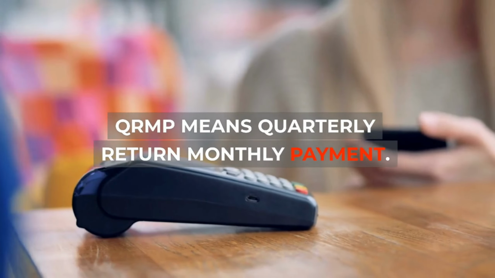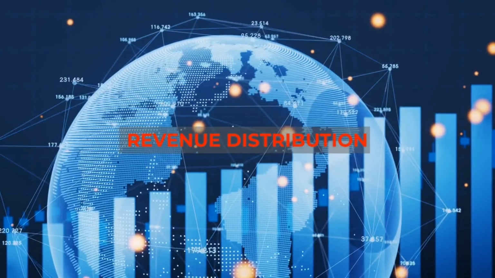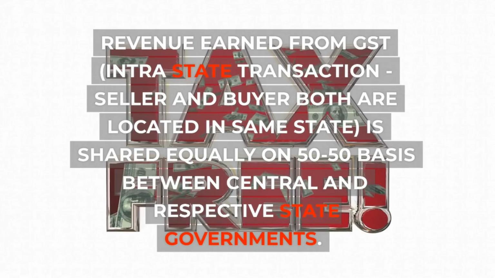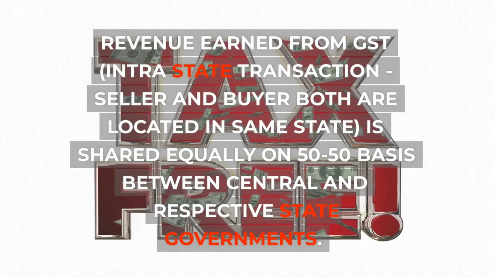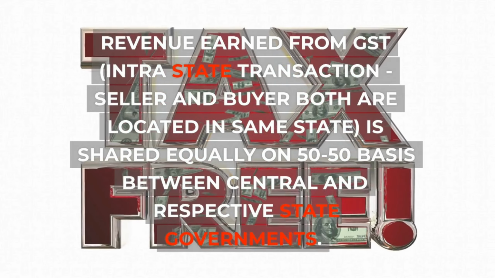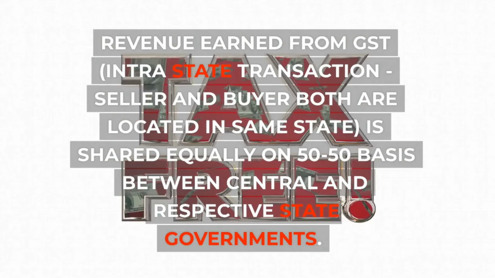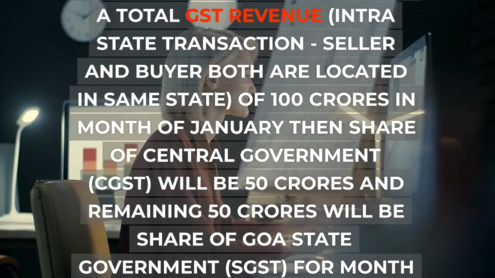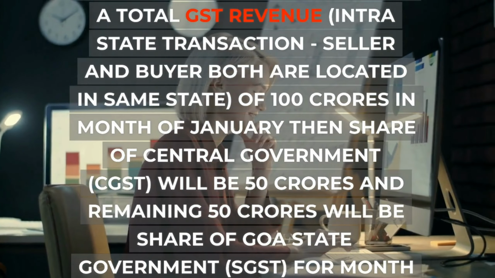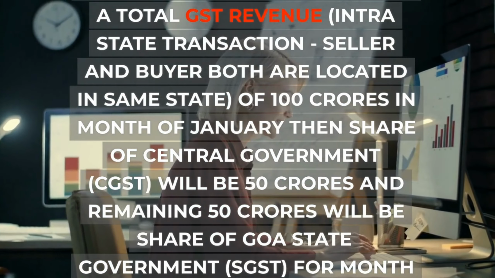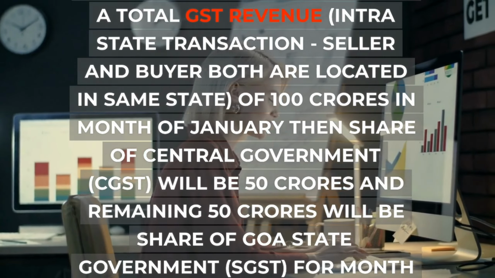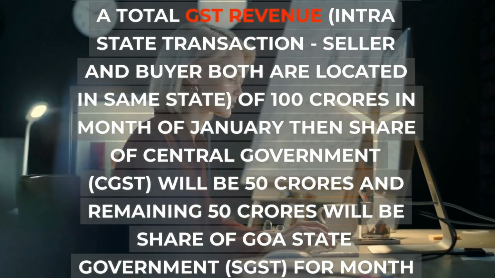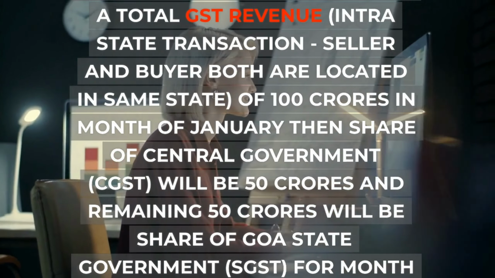Revenue distribution. Revenue earned from GST on intrastate transactions, where seller and buyer are both located in the same state, is shared equally on a 50-50 basis between the central and respective state governments. If the state of Goa has collected a total GST revenue on intrastate transactions of 100 crores in the month of January, then the share of the central government, CGST, will be 50 crores and the remaining 50 crores will be the share of the Goa state government, SGST, for the month of January.